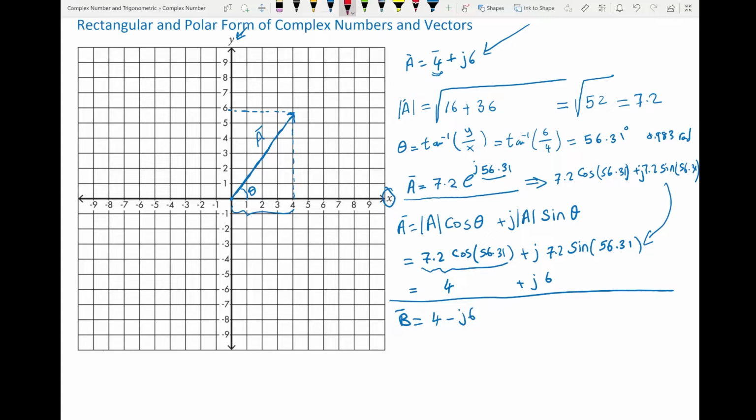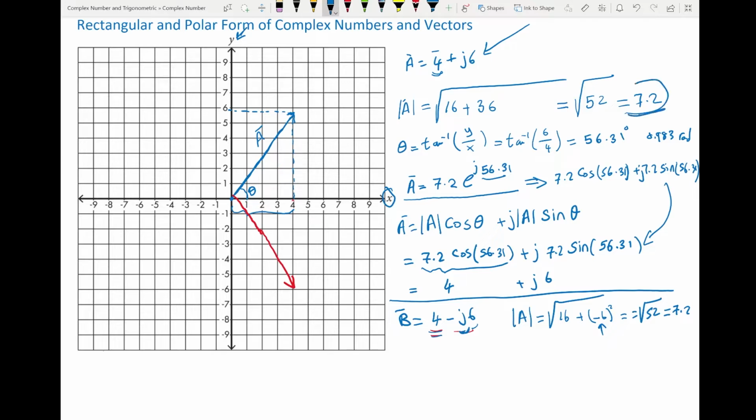To plot this vector, I move along the x-axis 4 units, then along the vertical axis minus 6 units, so that will be here. So the vector will be this one. The magnitude of this vector will be the square root of the real part squared, that's 16, plus the imaginary part squared. You can include the minus, that's fine, but when you square it, it will be 36. You never include the j inside here, because when you square j, you get minus 1. So make sure you do not include this j when you calculate the magnitude. So that would be the square root of 52, which is the same as 7.2.